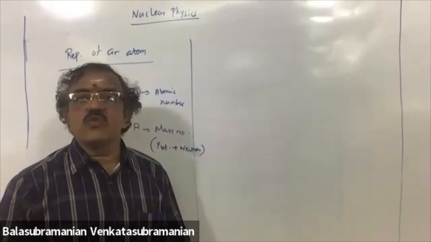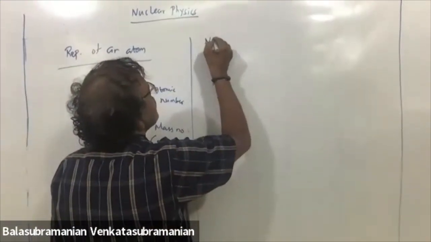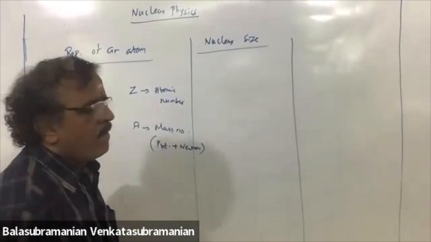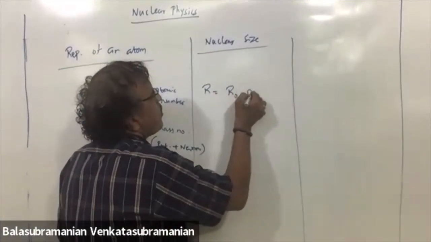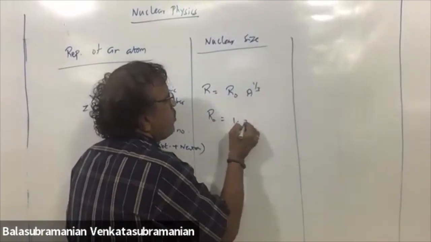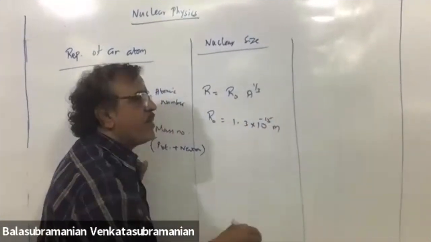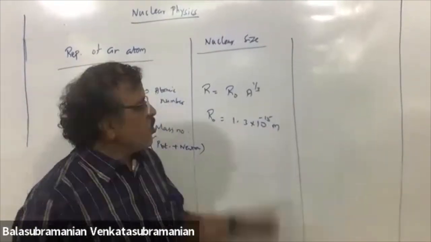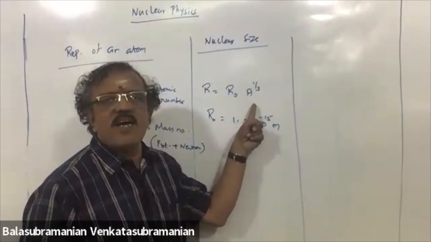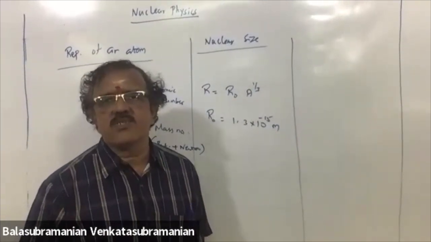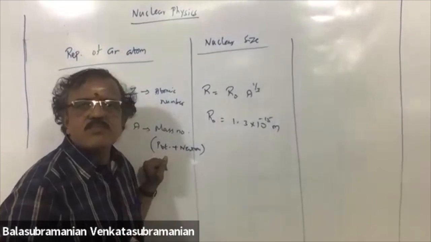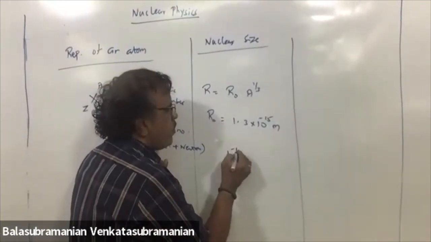What is called the size of the nucleus? Nuclear size: R equals R naught A power 1 by 3. R naught is a constant, 1.3 Fermi, femto Fermi, 10 power minus 15 meter. You know very well A is called the mass number. So for any particular element, if you know the mass number, substitute the value and calculate the nuclear radius. It is in the order of 10 power minus 15 meter.